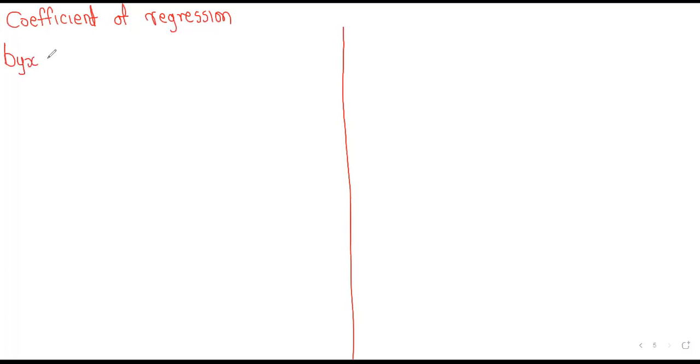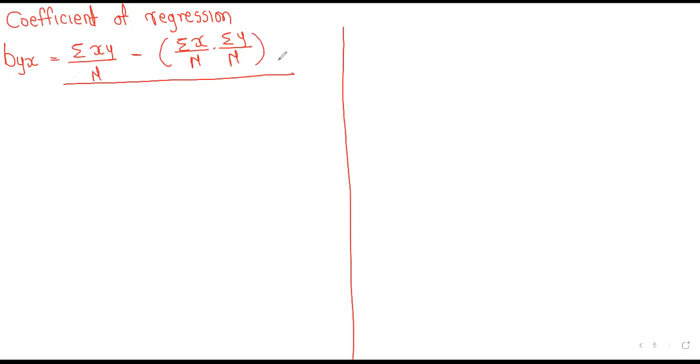So coefficients of regression. First of all, we find byx, which is equal to summation of xy divided by capital N minus summation of x divided by capital N into summation of y divided by capital N, and the whole term divided by summation of x square divided by capital N minus summation of x divided by capital N bracket square.